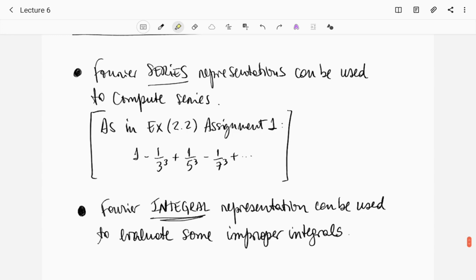Okay, so Fourier series representations, like in the previous lectures, can be used to compute series, like we did in assignment 1, exercise 2.2, where we used Fourier series representations to compute, for instance, this series. Fourier integral representations can be used to evaluate some improper integrals, and that's what I was talking about a couple of minutes ago.